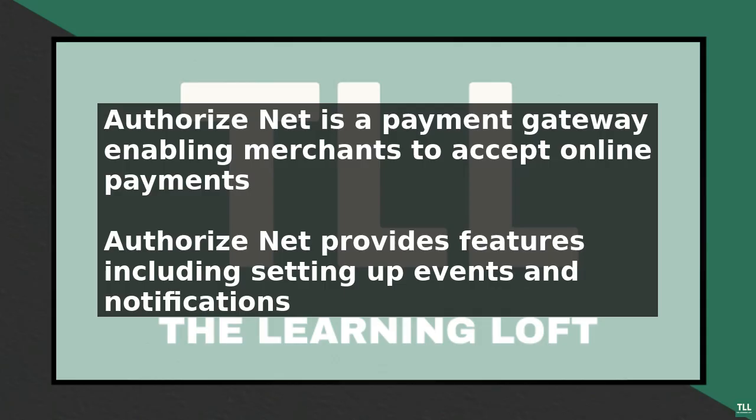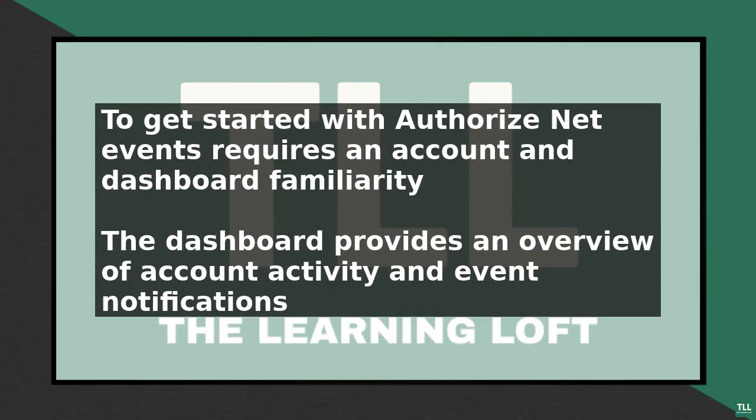Authorize Net provides a range of features, including the ability to set up events, which are notifications sent to merchants when specific actions occur. To get started with Authorize Net events, you need to have an Authorize Net account and be familiar with the Authorize Net dashboard. The dashboard provides an overview of your account activity, including transactions, customer information, and event notifications.